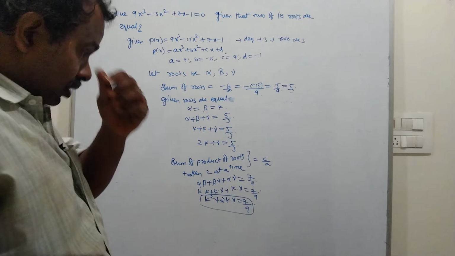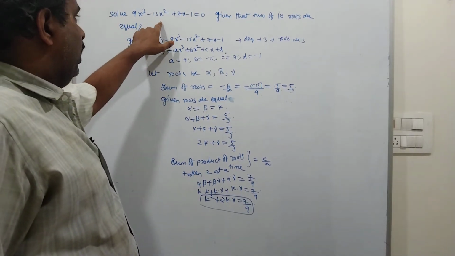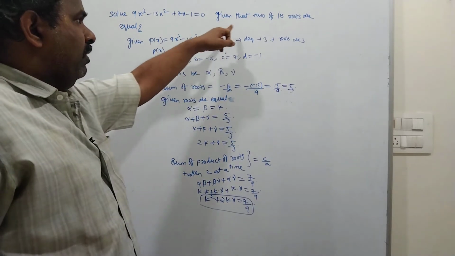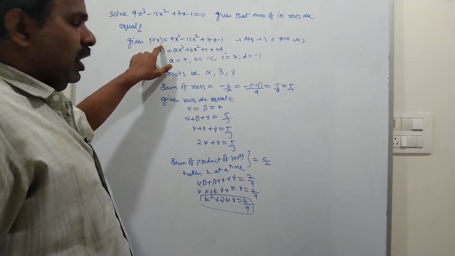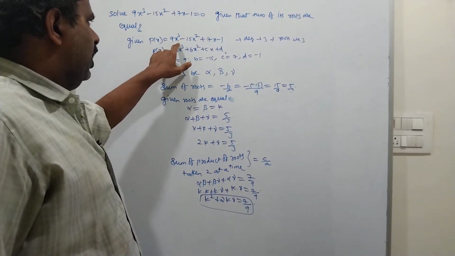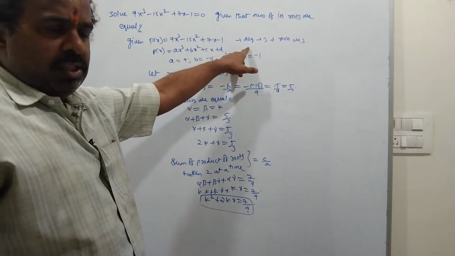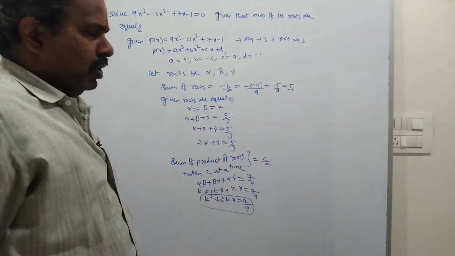Hello everybody. First, in this problem, solve 9x³ − 15x² + 7x − 1 = 0, given that two of its roots are equal. So first, the polynomial is p(x) = 9x³ − 15x² + 7x − 1. Since the polynomial is a cubic polynomial, the degree is 3, so there are 3 roots.